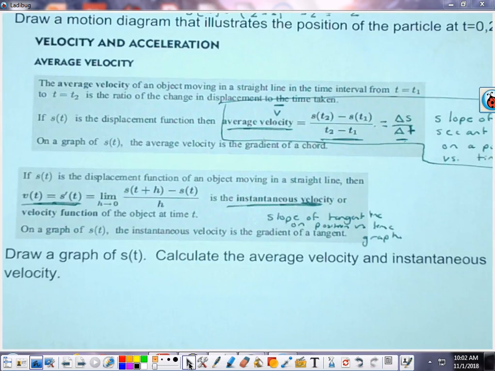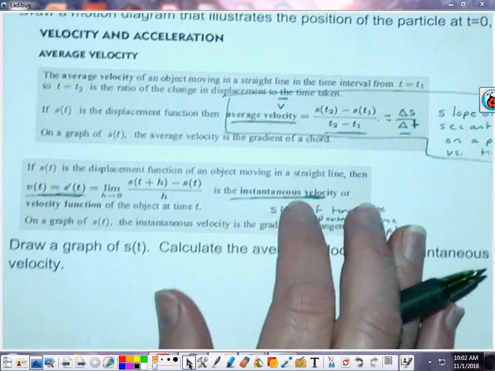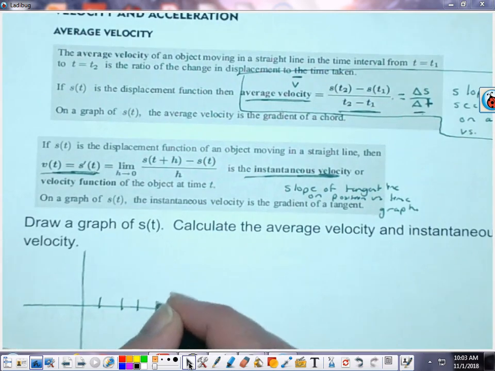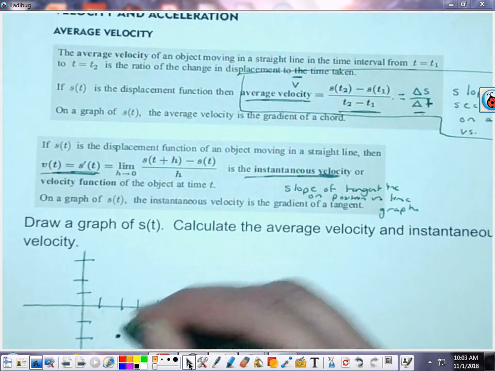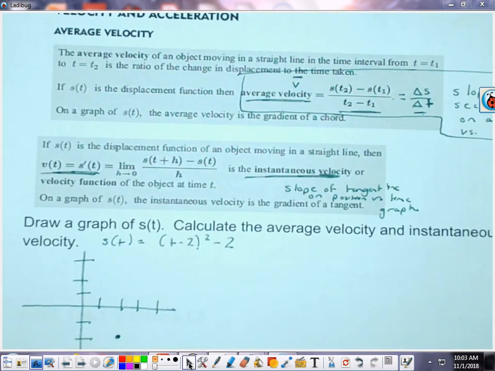So this is telling me to draw a graph of S of t and calculate the average velocity and the instantaneous velocity. And I'm going to graph S of t based on the fact that I realize it's a parabola. And I also kind of already know some points on the parabola because we substituted in 0, 2, and 3. So this is going to be my graph. And we already figured out it had a vertex at 2, negative 2. So this is S of t equals t minus 2 quantity squared minus 2.